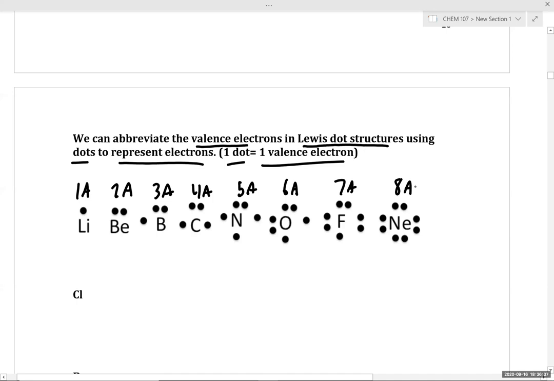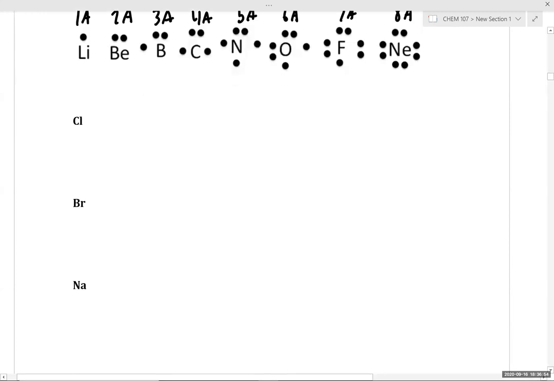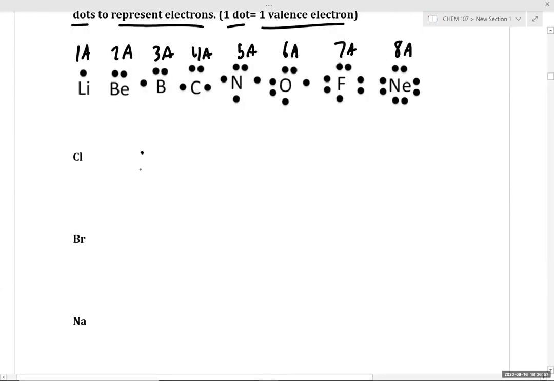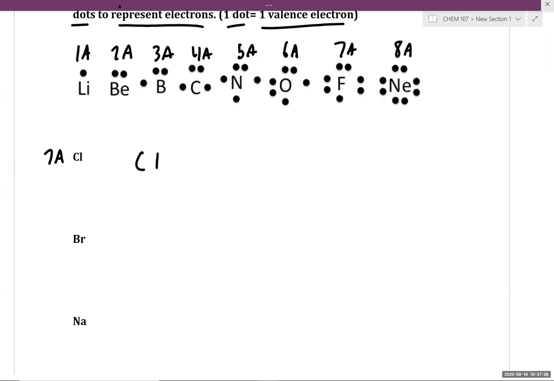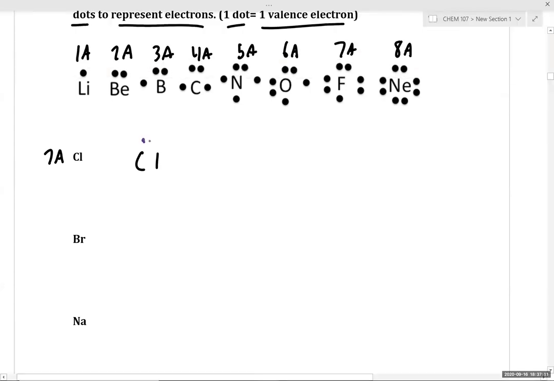Now, the beautiful thing about this list is that as elements in the same group have the same number of valence electrons, this line of 8 different Lewis dot structures describes all of the main group elements that you'll encounter. So let's see what I mean by that. I'll do the first example. So chlorine is a 7A element, 7 valence electrons. So how many dots do I draw? 7. 1, 2, 3, 4, 5, 6, 7. There we go.